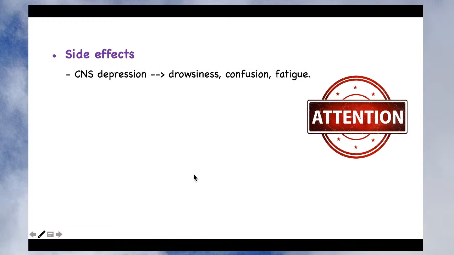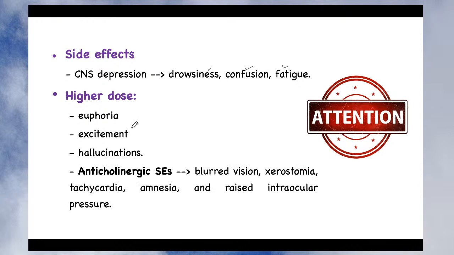Let's see what the side effects of anticholinergic drugs are. Since they have non-selective action, they produce many side effects. They produce depression of the central nervous system, so the patient suffers from drowsiness, confusion and fatigue, because your CNS is getting inhibited by the anticholinergic drug. Secondly, at higher doses, which are generally not used for anti-emetic action, where you give a lower dose, but if you give a higher dose, or the patient has taken 2 tablets instead of 1, then it produces initial excitement of the CNS, like euphoria, excitement and hallucination. So these are the symptoms related to excitement, and excitement happens especially at higher doses.